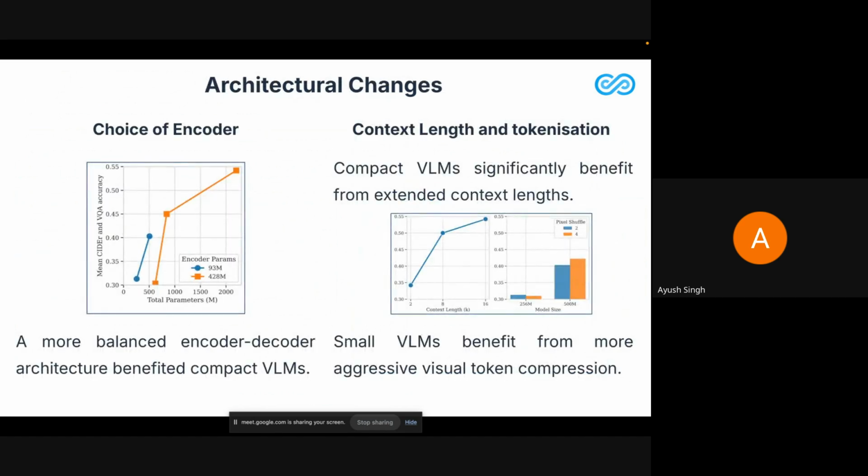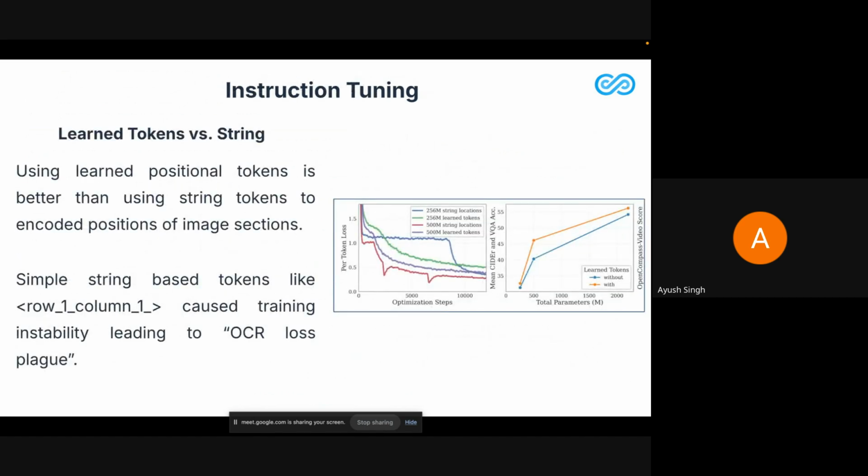So this was till the architectural changes that they did. Next are the changes that they did in the instruction tuning of these VLMs later on.